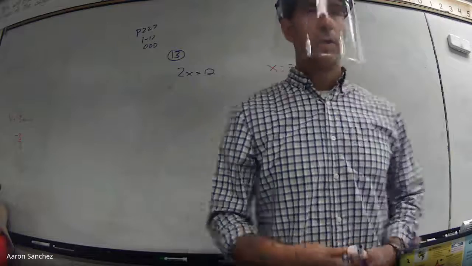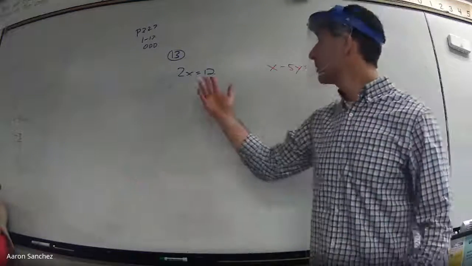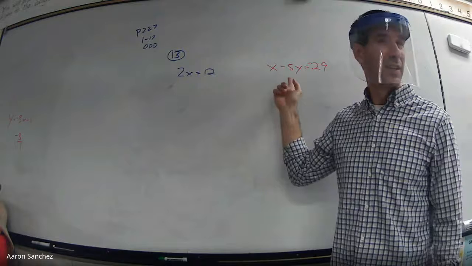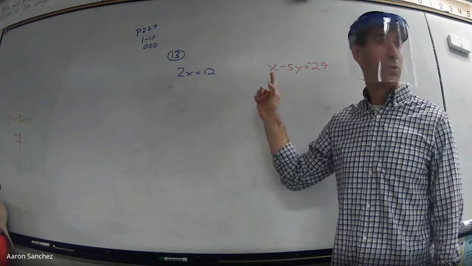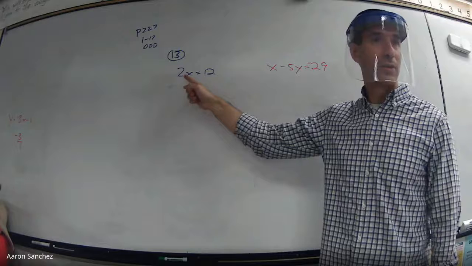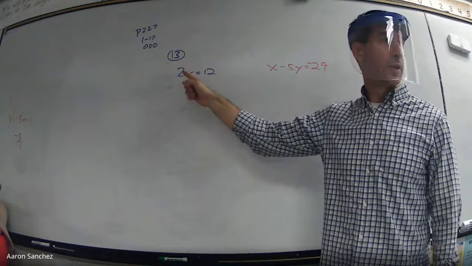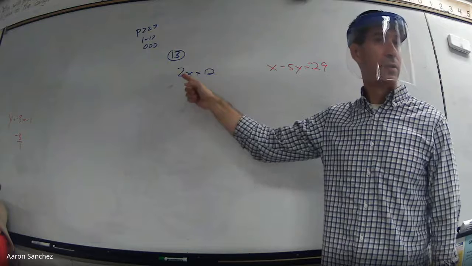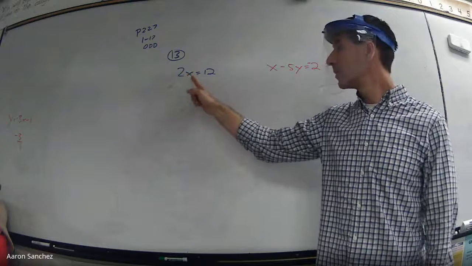So, basically, what I'm going to do is plug this into that, right? But in order to do that, I've got to get an X by itself or a Y by itself. So how would I get this X by itself? Edgar, how would I get this X by itself?